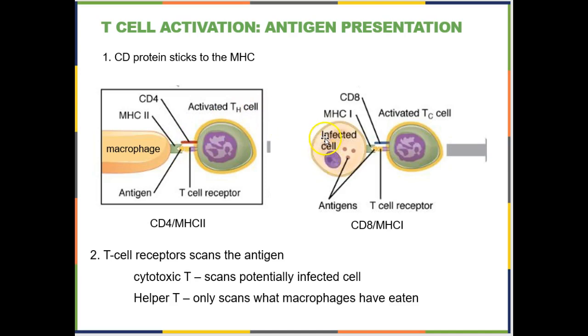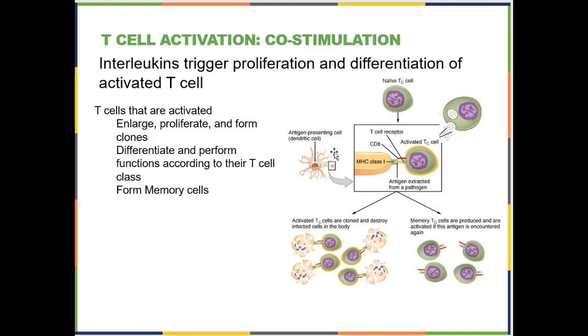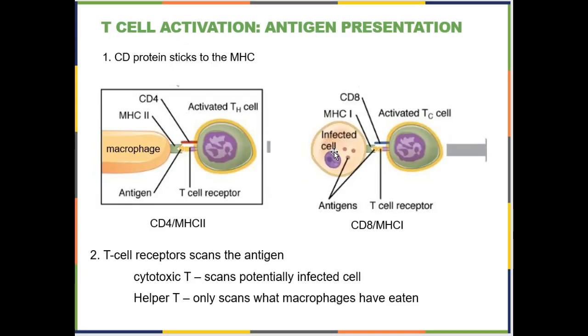Over here, this cell is infected because the virus is floating around inside its cytoplasm. So those viral particles are going to be presented on MHC1. MHC1 is going to dock with CD8. So this is going to bring the cytotoxic T cell receptor in close proximity to our antigen, and now this cytotoxic T cell is going to kill this infected cell. Well, we're not quite there yet, so I got ahead of myself.